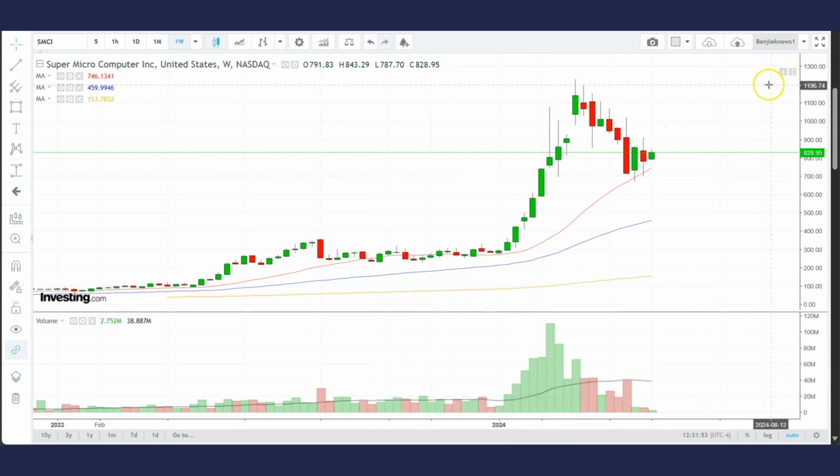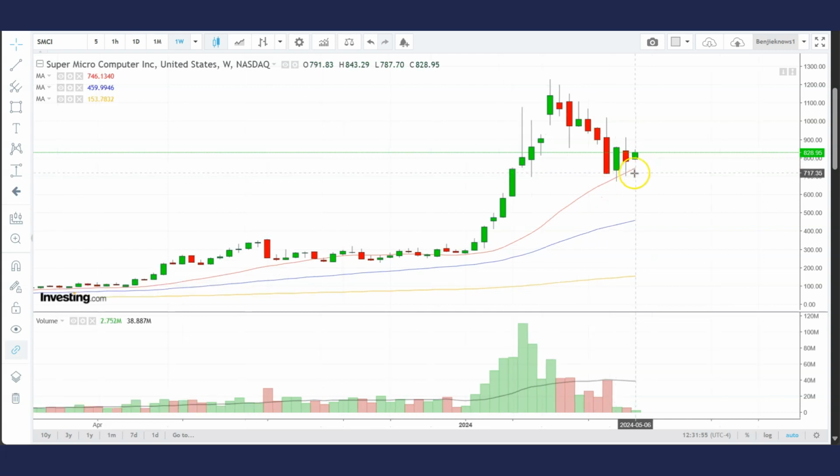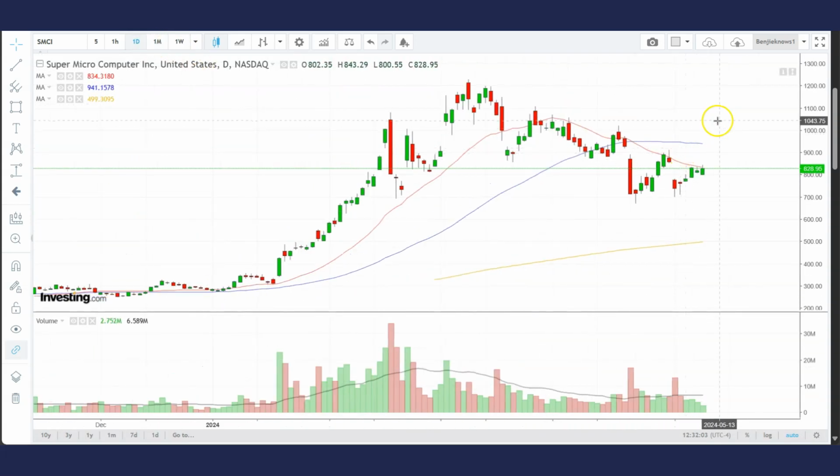So are there any clues right now that it wants to slow down the bearish momentum and change to bullish momentum? Well, we'll have to look.